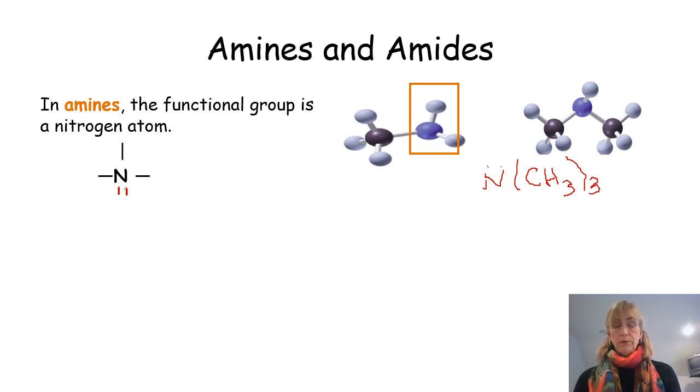And it could be one of three different types. It could be a nitrogen with one carbon attached and two hydrogens, a nitrogen with two carbons attached and one hydrogen, or a nitrogen with three carbon groups attached and no hydrogens. All right, how about the amides?